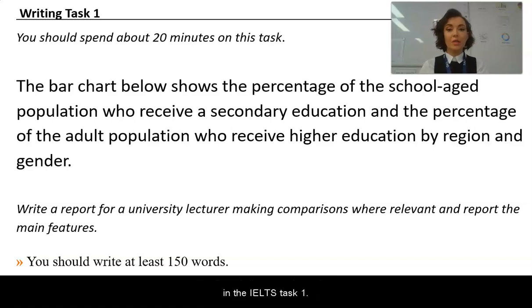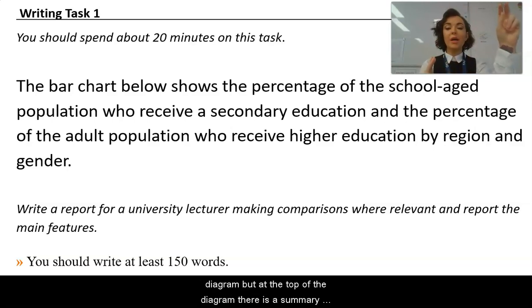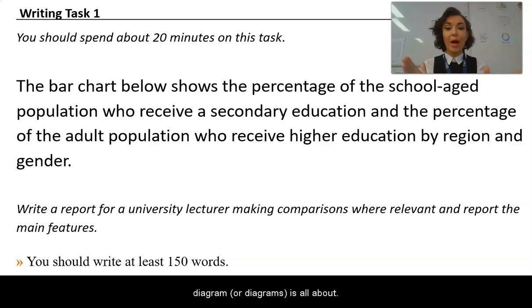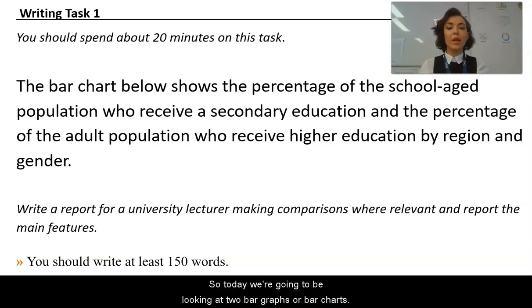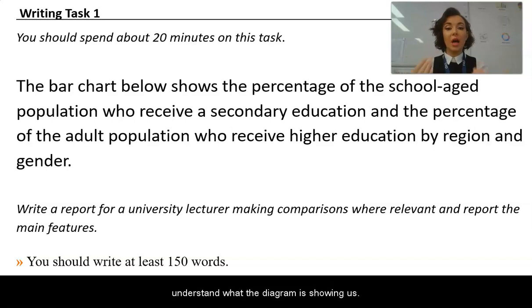In the IELTS task 1, when you receive the question, you will see the diagram, but at the top of the diagram, there is a summary which gives us some information about what the diagram or diagrams is all about. So today, we're going to be looking at 2 bar graphs or bar charts. So before you start writing, it's very important that you really understand what the diagram is showing us.